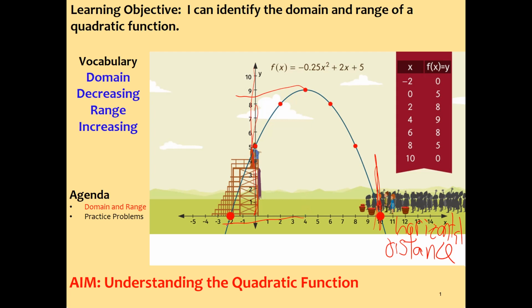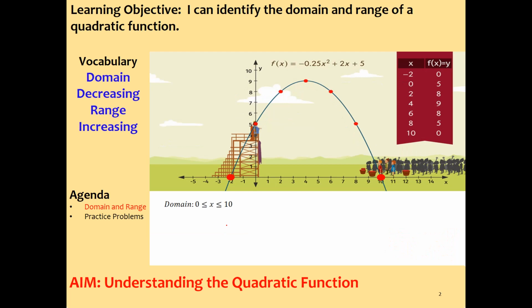So when we look at this, we're going to say our domain is from 0 to 10, right? Because that's where it's positive. So here's 0 to 10. And we don't include this part because it's not part of the real world experience. And then we're going to say the range is from 0 to 9.